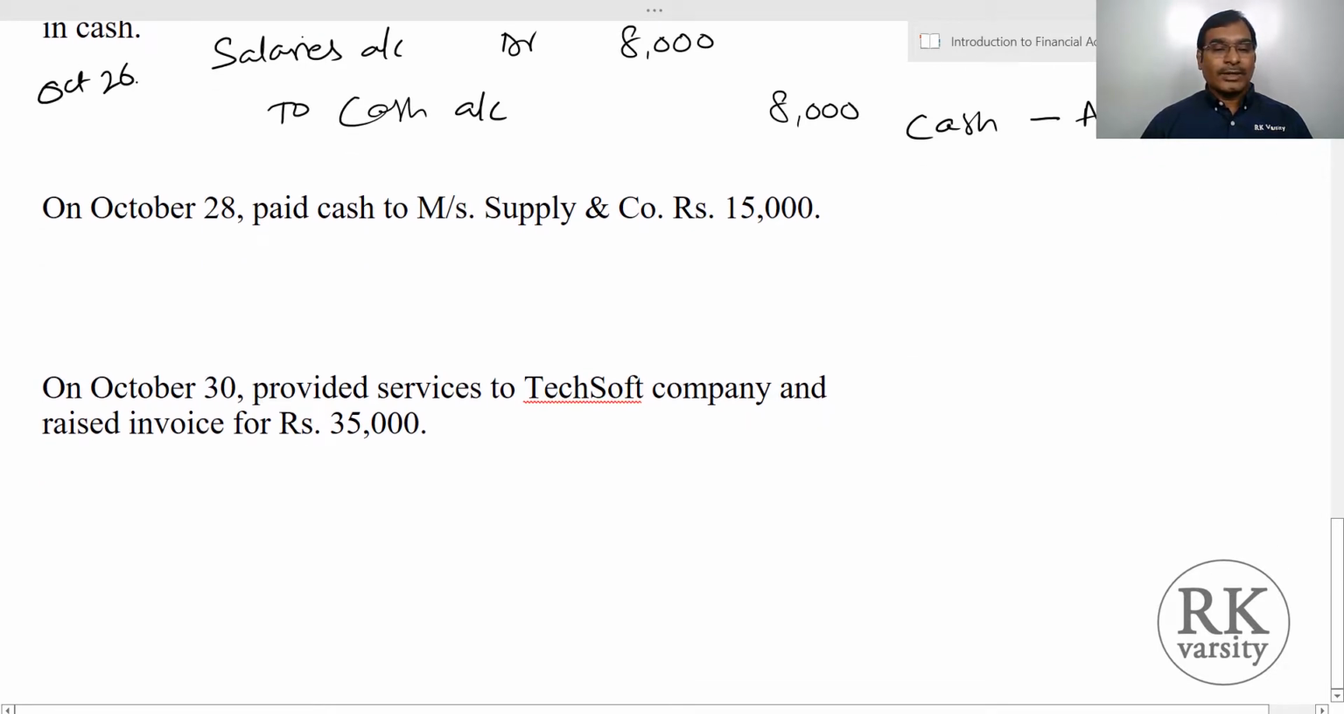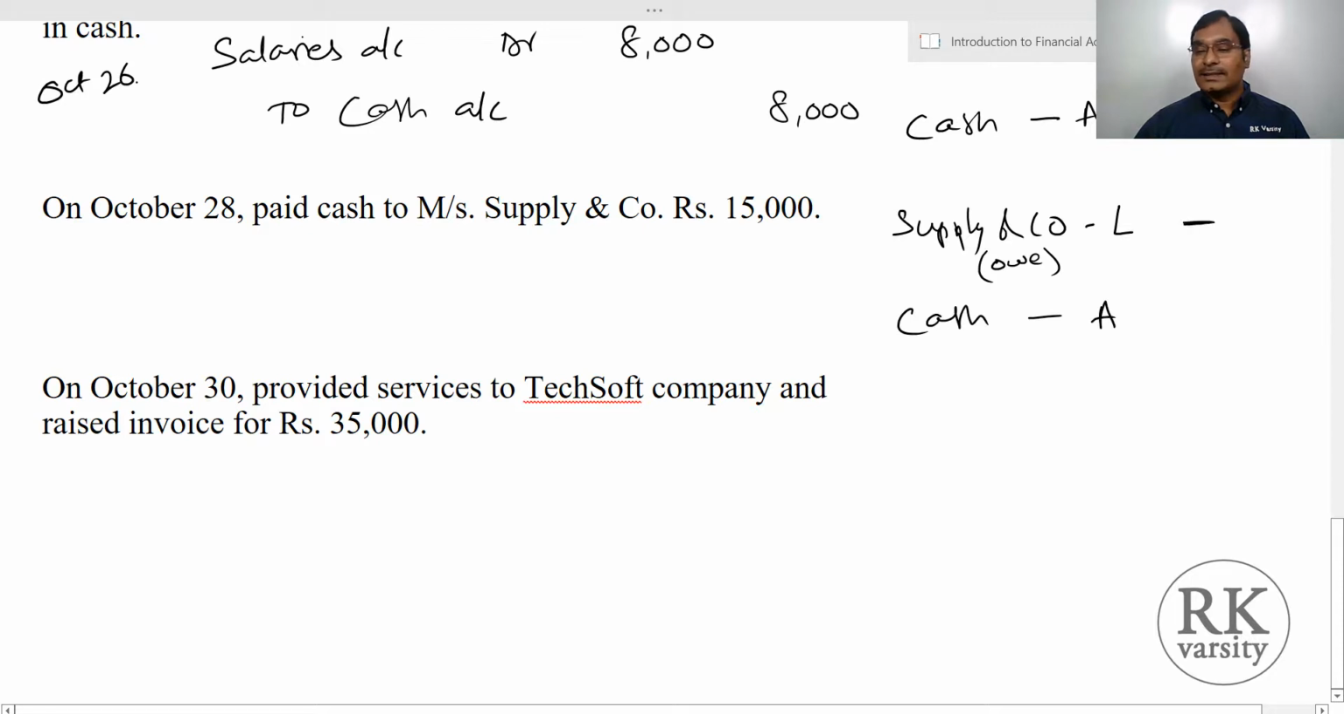Now on October 28th, paid cash to Messrs Supply and Company. So here one account is Supply and Co, and the second one is cash. Supply and Co is a liability because you owe them the money, right? And cash is an asset. So what is happening to your liability? There is a decrease in a liability. And what is happening to your cash? Cash, that is an asset. Asset is also decreasing. When an asset decreases, we will credit, and when a liability decreases, we debit.